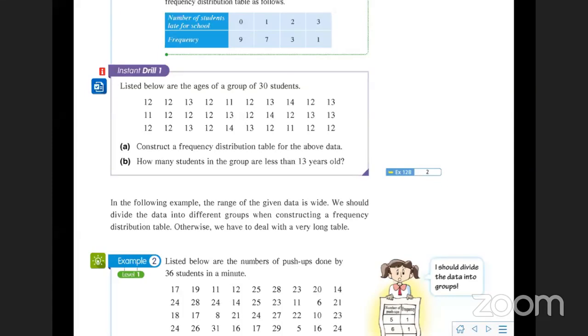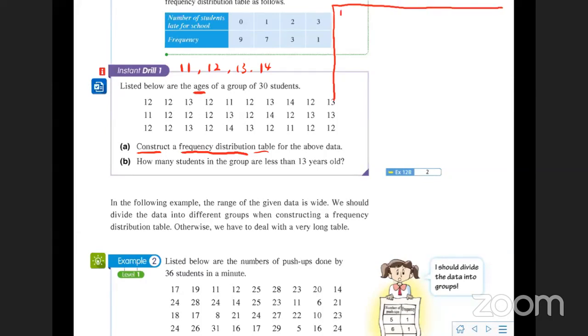Now for this one, you can look at instance rule number 1. Listed below are the ages of a group of 30 students. If you have a quick look, the ages that you have recorded will be 11, 12, 13, and 14. Therefore you need to construct a frequency distribution table. You just follow the previous example.